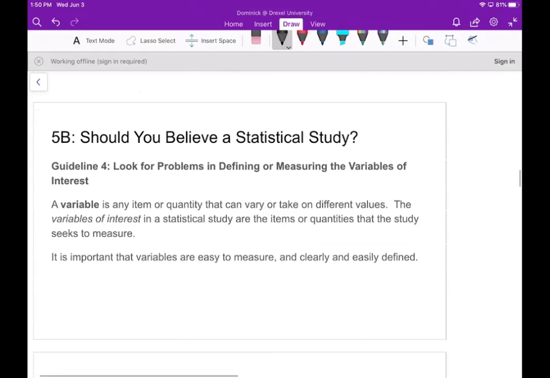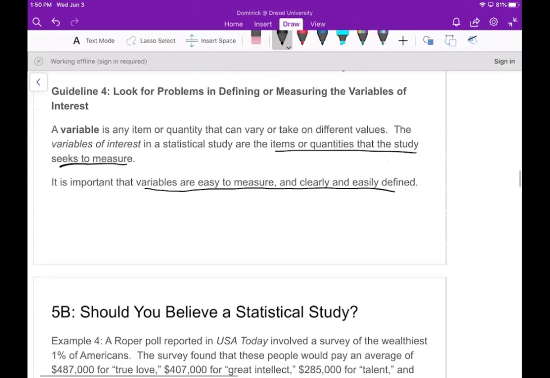Okay. Now, the next guideline says to look for problems in defining or measuring the variables of interest. Now, a variable is any item or quantity that can vary or take on different values. Now, the variables of interest in a statistical study are the items or quantities that the study looks to measure, right? So it's important that your variables are easy to measure and clearly and easily defined, right?